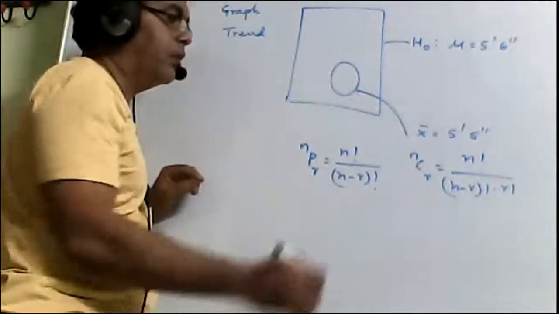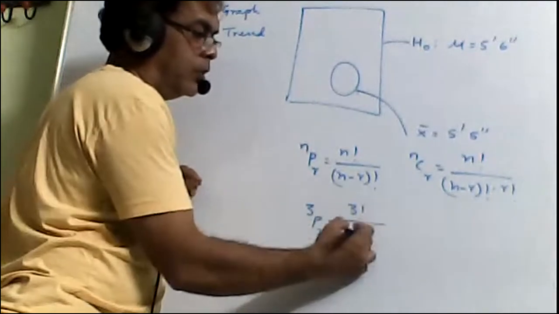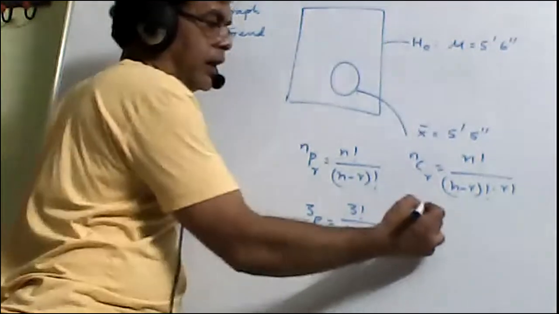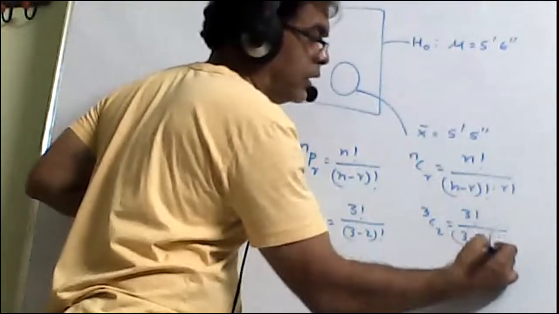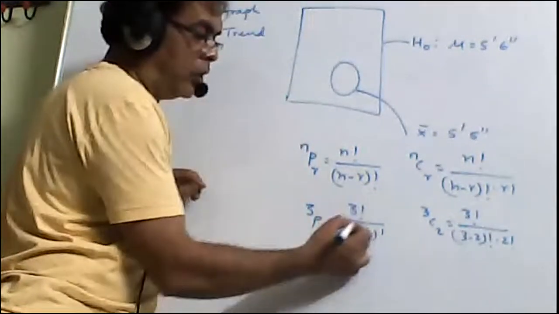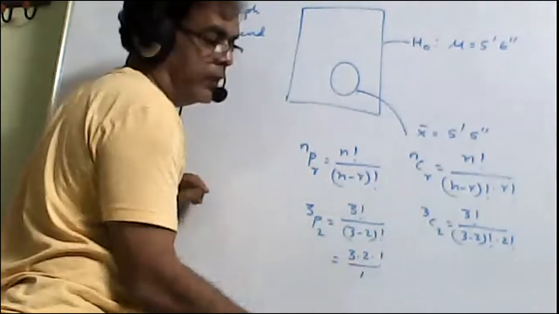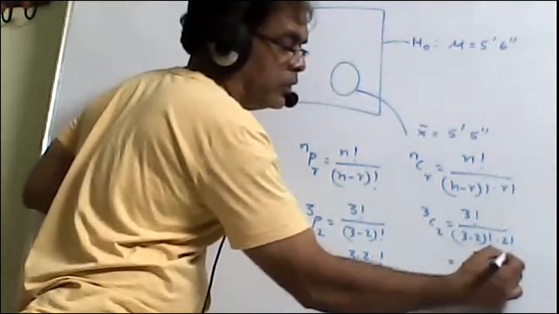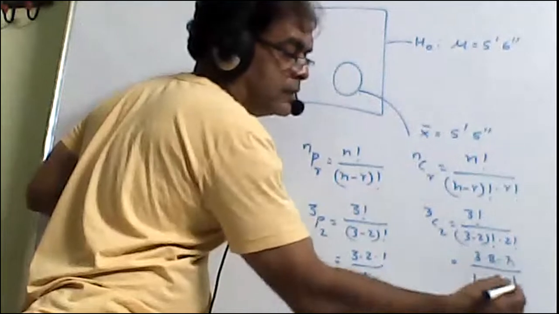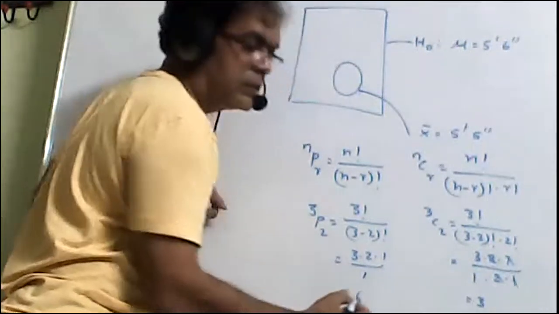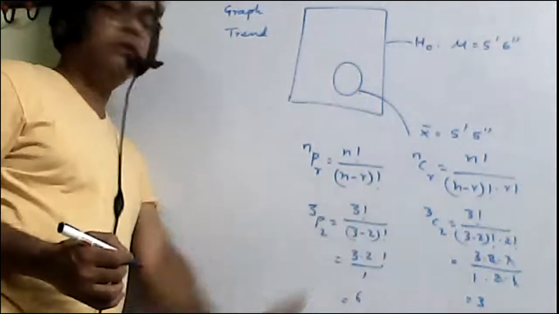This is the formula. Suppose we take 3P2, then it is 3 factorial upon 3 minus 2 factorial, and 3C2 is 3 factorial upon 3 minus 2 factorial into 2 factorial. 3 factorial is 3 into 2 into 1, and 1 factorial is 1. In the second case, it is 3 into 2 into 1 upon 1 factorial into 2 factorial, which is 2 into 1. So 3P2 is 6 and 3C2 is 3.